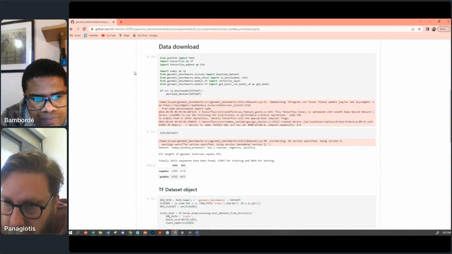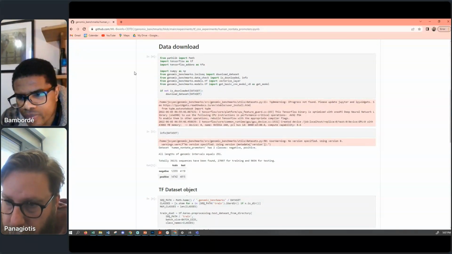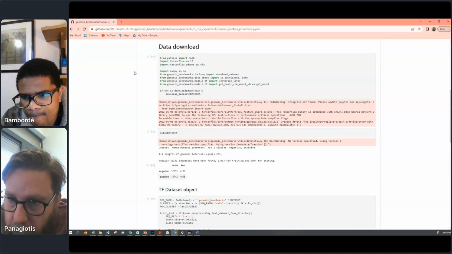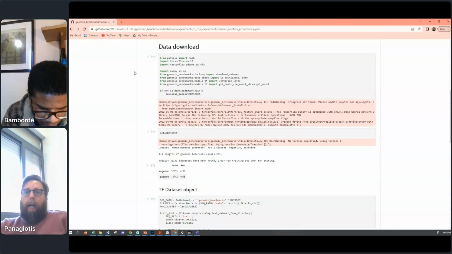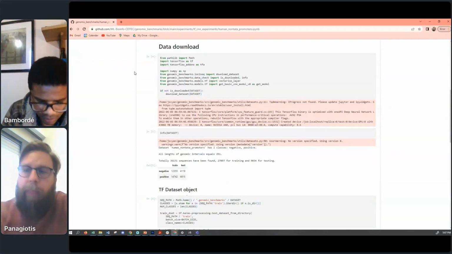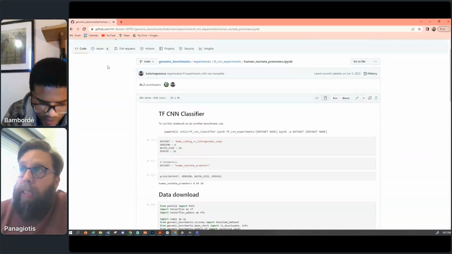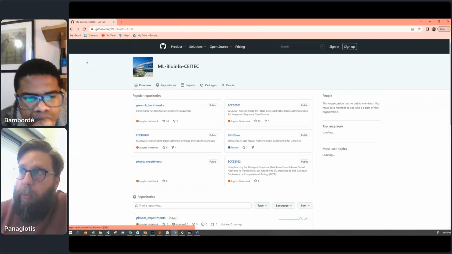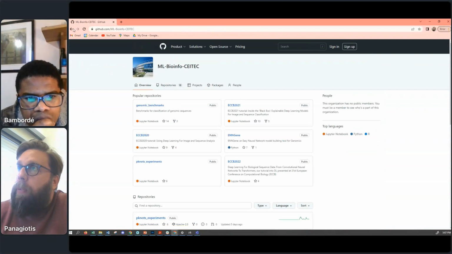Okay, let's see. There's another question. Each sequence has a length of exactly 251. Does that correspond to the number of features in each dataset sample? So for us, at least, I assume that for you it will be different how you will do it.